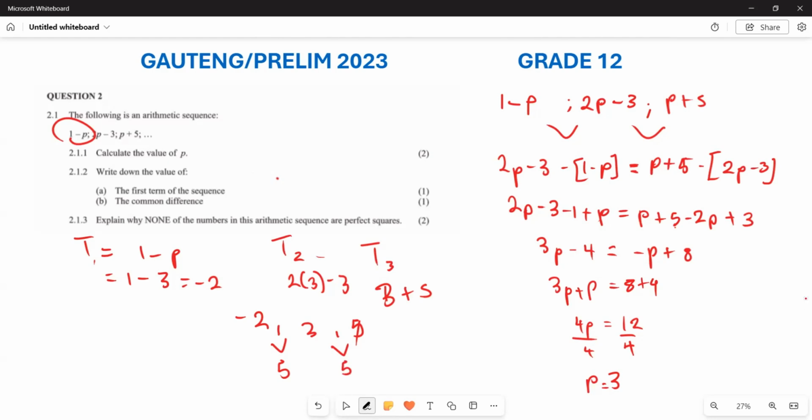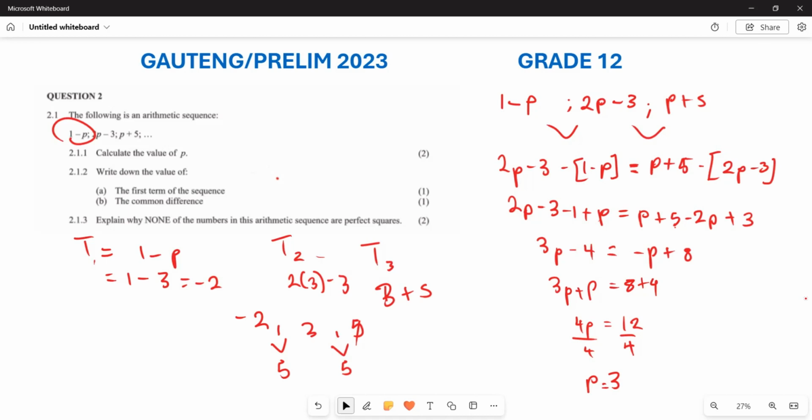Now, they say in 2.1.3, explain why none of the numbers in this arithmetic sequence are perfect squares, right? Now, what is it that you are going to do to explain that? What are going to be your perfect squares? That's what we need to start with, right?